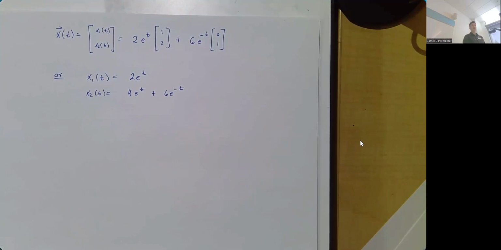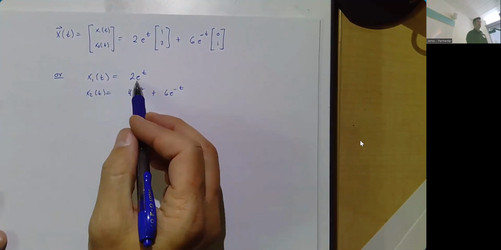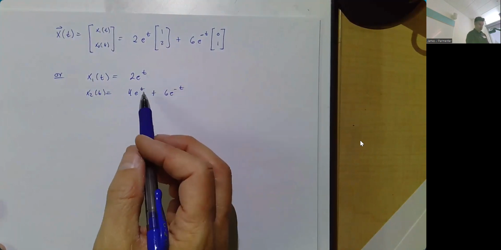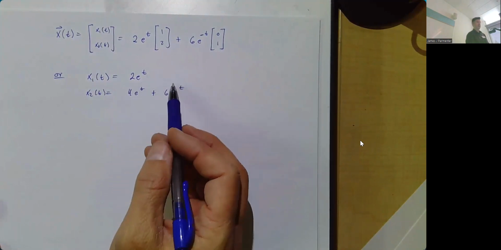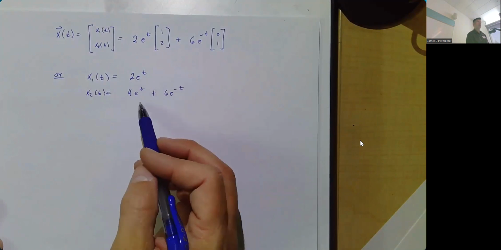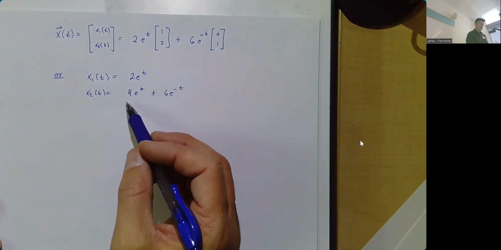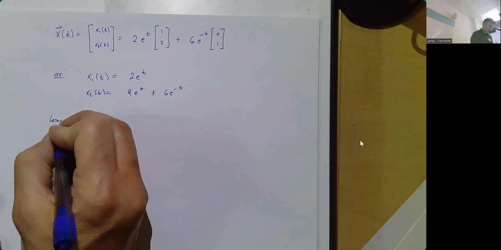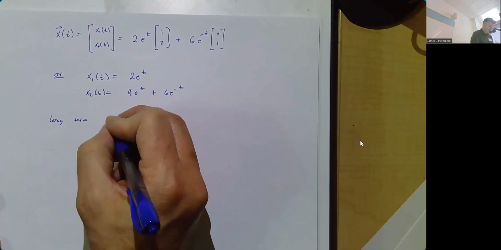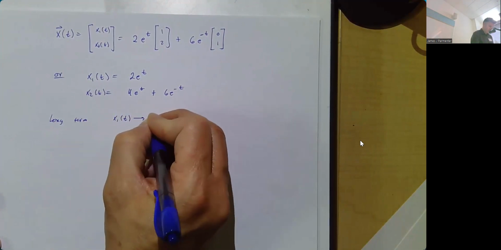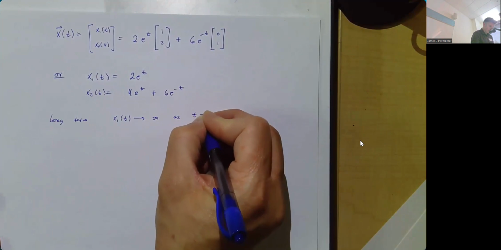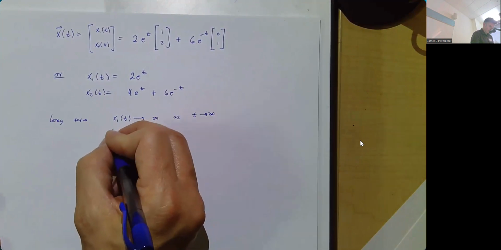Long term, what's happening here? Well, again, both things are getting infinitely large. As t gets bigger, as time goes on and on, 2e to the t is going to go to infinity, and 4e to the t is going to go to infinity, and 6e to the negative t is going to go to 0. But overall, that's still going to go to infinity. So long term, x1 of t goes to infinity as time goes on and on and on, and so does x2 of t.